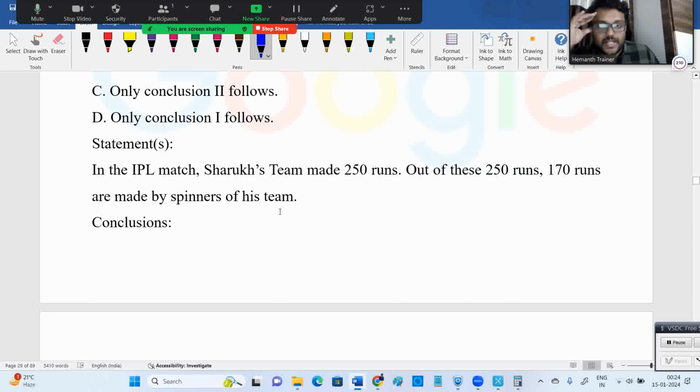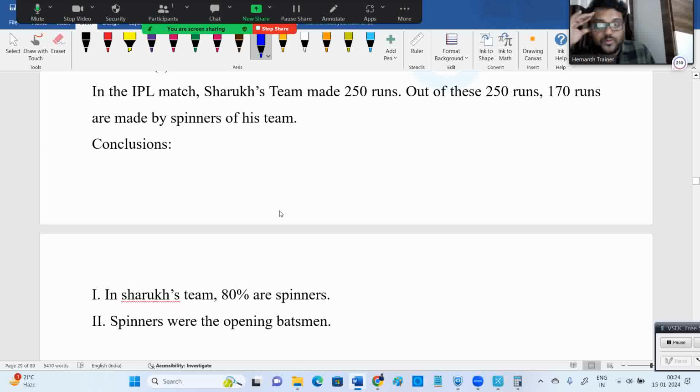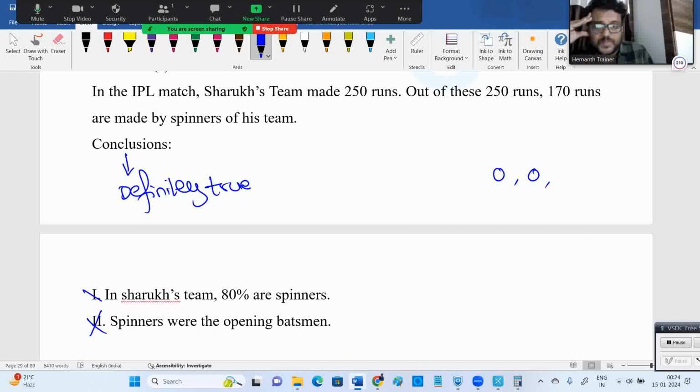And this is statements and conclusions. So with respect to the statement, the conclusion should be definitely true. Only definitely true you consider. Shahrukh's team scored 250 runs, 170 are made by spinners. Okay, spinners, opening batsman, I cannot say. First opening batsman 0 score, then spinners maybe scored. If they scored more runs, 80% of spinners in the team is not correct. I cannot conclude, right.